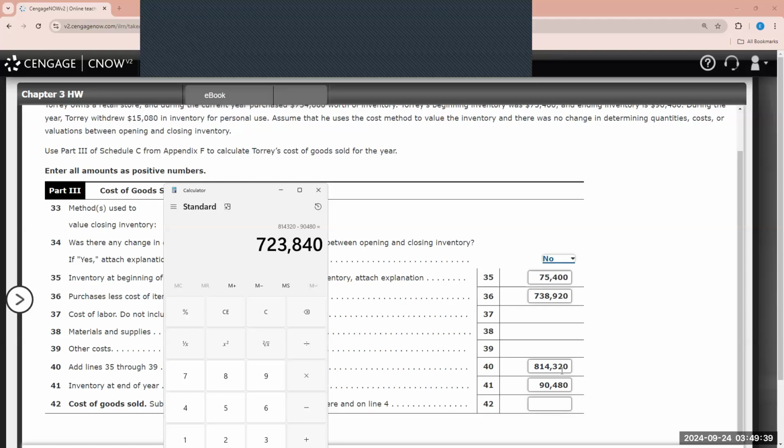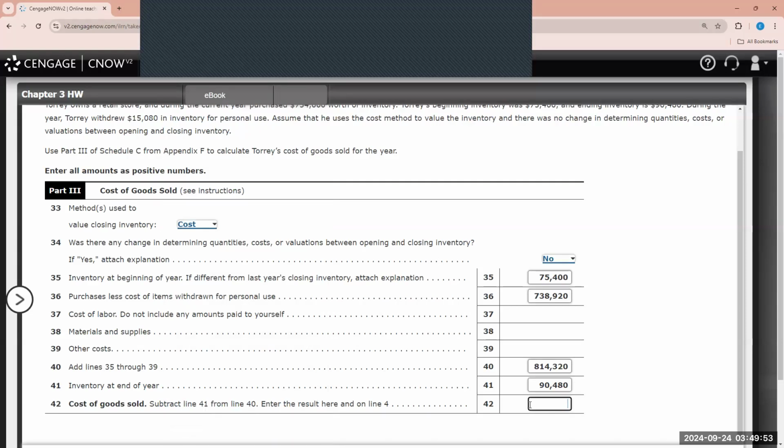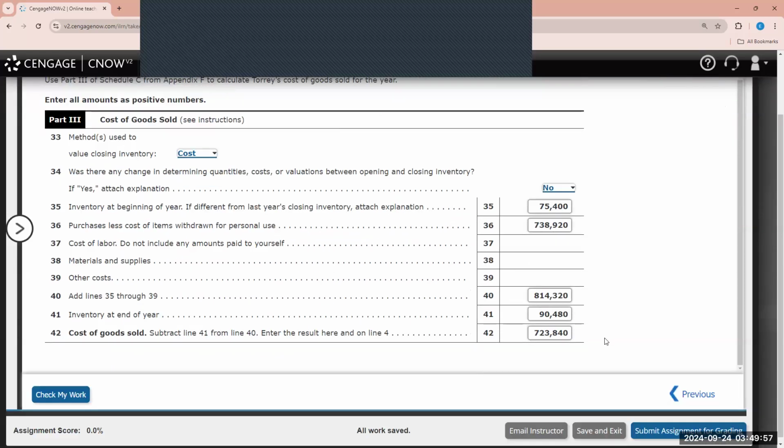We had 814,320 cost of goods available to be sold. At the end of the year, we only have 90,480 left, which lets us know that we sold 723,840 worth of units. All right.